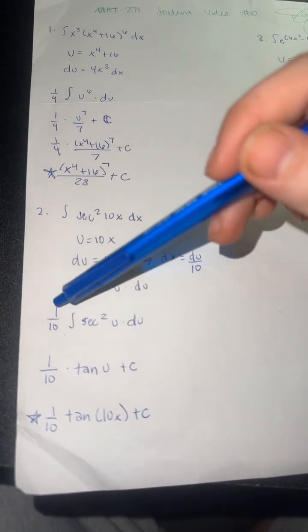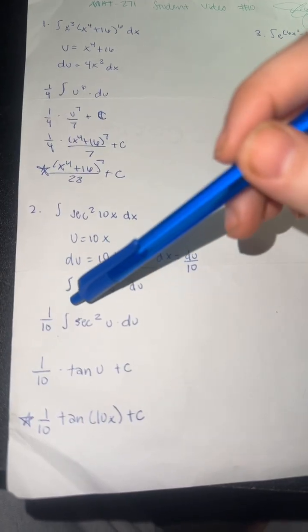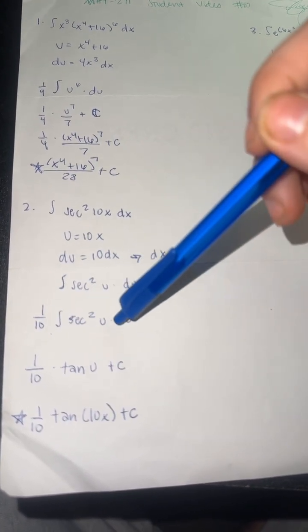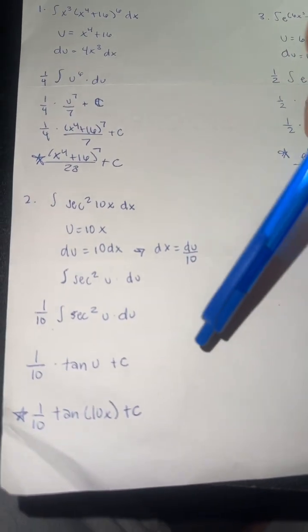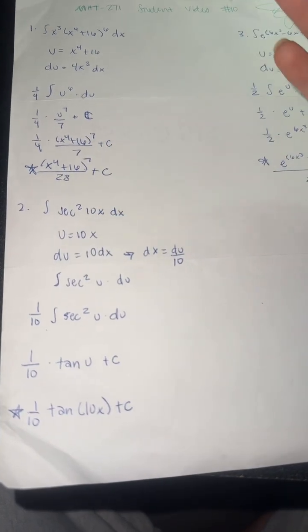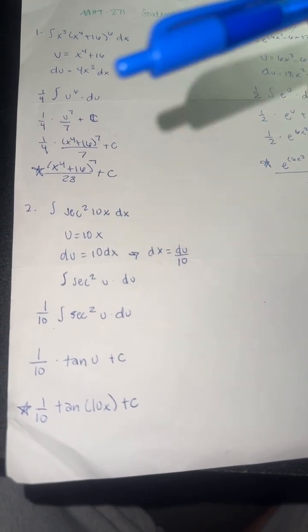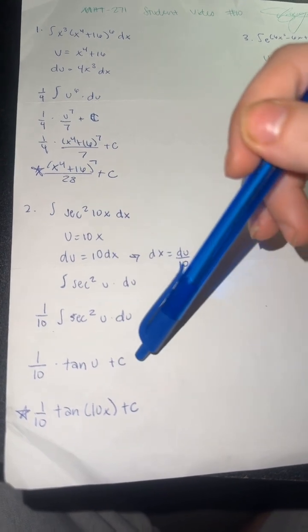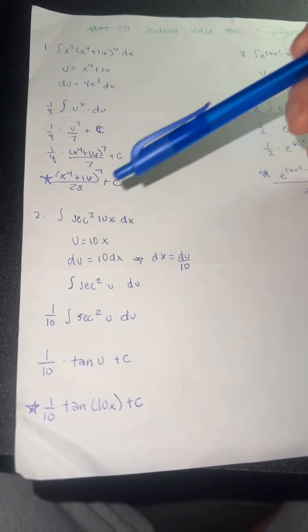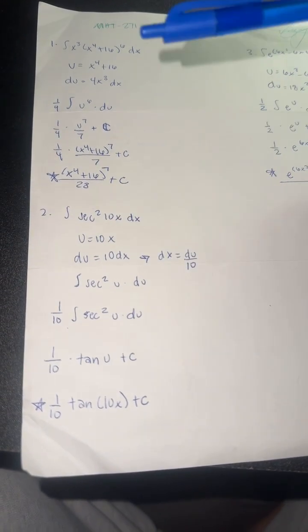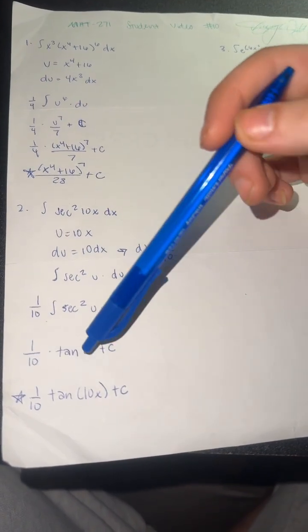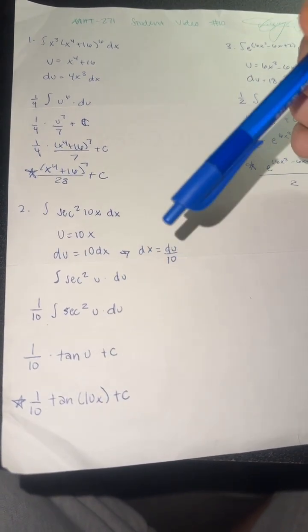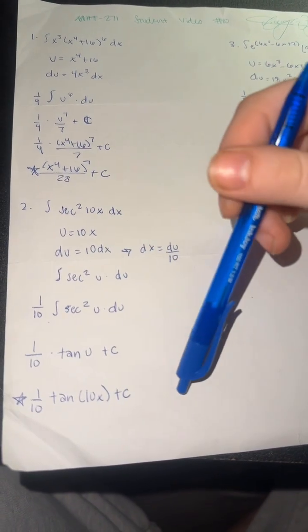So again, you have your 1/10 and then you find the integral of secant squared of u times du. The antiderivative of secant squared is tangent, plus c. Then you just plug in your u, and that gives you your final answer: 1/10 tangent of 10x plus c.